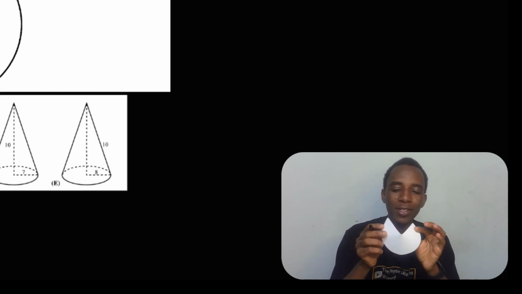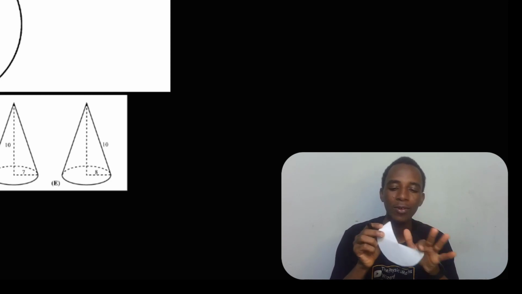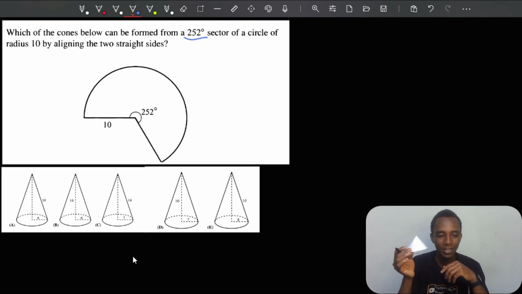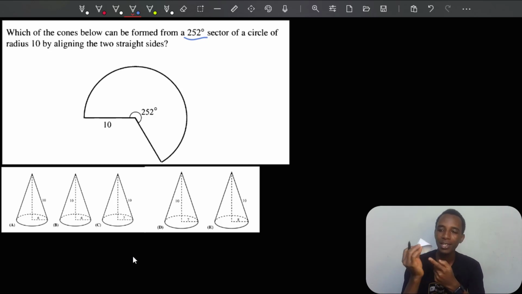What happens if we bring these two radii together like this? Obviously, we form a cone, as you can see. So there's our cone. Which of these cones down here is actually represented by this cone? What we have to do is find the slanting height and the radius of the base of this cone. That will help us identify which cone it is.